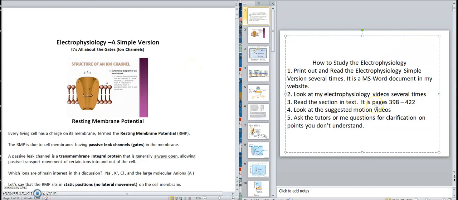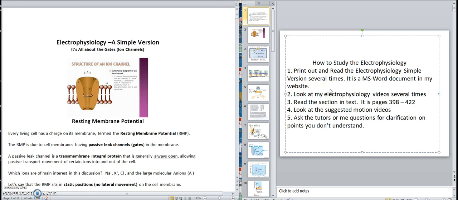Now, some of you have different versions of the text, older versions. Some have others. So you're looking for electrophysiology in your particular text. But in the one we're using, it should be 398 to 422. I will have two or three, I'm assuming, motion videos, and you'll see on this, because some of this involves kind of what you'd like to see in more of a motion. And then, of course, don't hesitate to ask your tutors questions or ask me questions. So this is kind of how you should approach electrophysiology, okay?